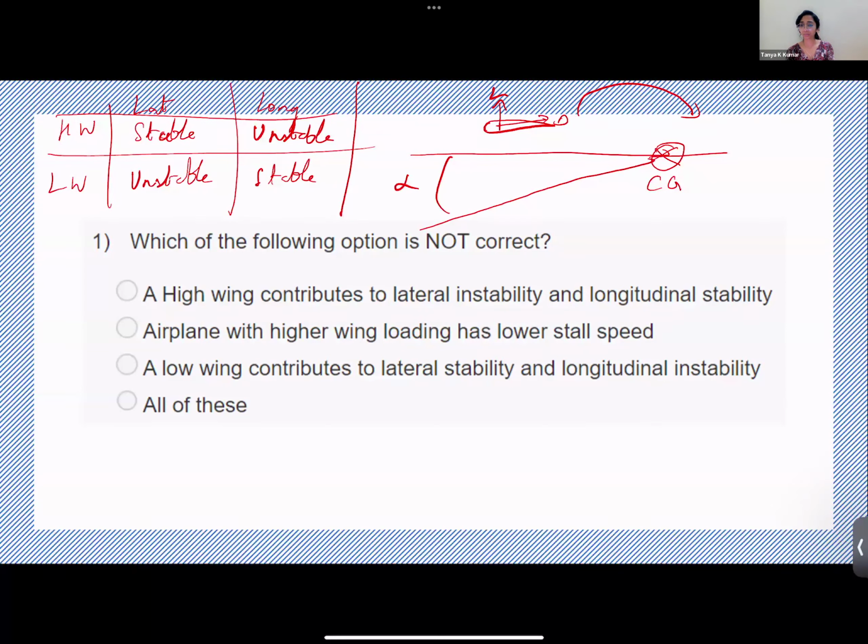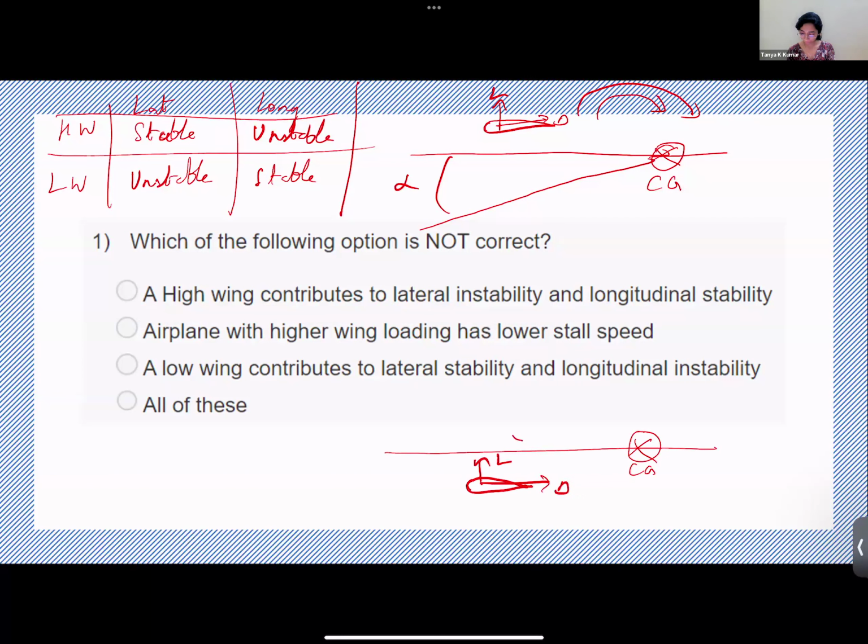So here lift produces pitch up, exactly. Both lift and drag give you pitch up moment, so both are destabilizing. Now look at the low wing configuration. So you have fuselage reference line, same CG location. You have a low wing here. You have lift, drag, and again assume it's a symmetric airfoil.